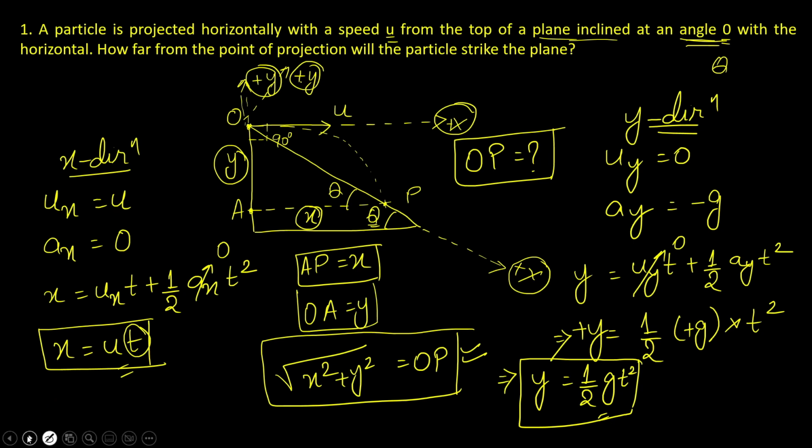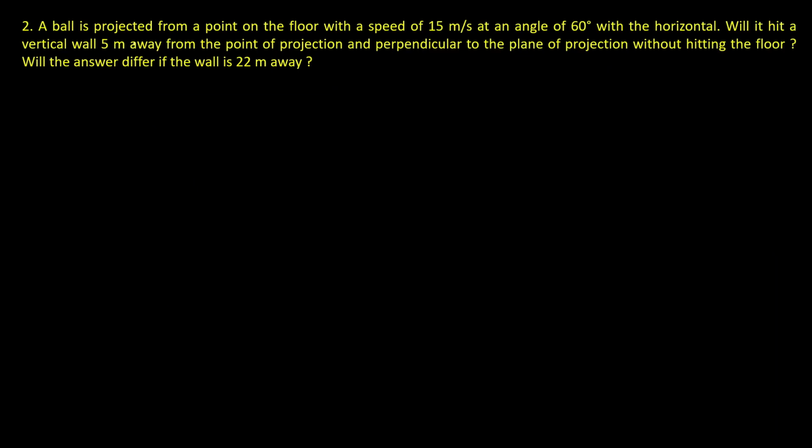Now moving towards the next question. The next question is: a ball is projected from a point on the floor. Suppose this is the floor, with a speed of 15 meter per second at an angle of 60 degrees. Suppose like this. This is 60 degrees and this is 15 meters per second. That is the u, with the horizontal, obviously, this 60 degrees. Now the question is asking, will it hit a vertical wall 5 meter away from the point of projection? This is the point of projection. Suppose this is 5 meter away.